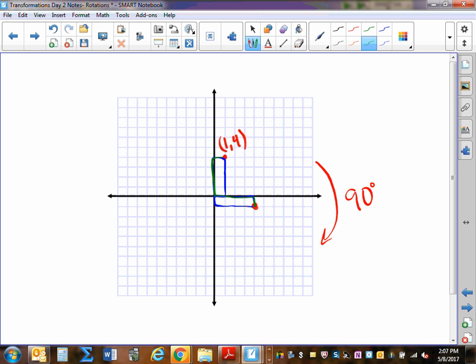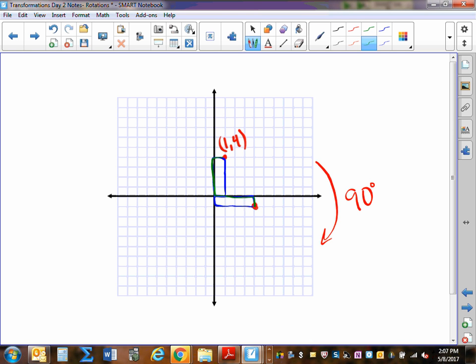Isn't there also a way where every time you add a 90 degrees or something, you just flip the 1 and the 4 and then make one of them negative? We're going to take a look at that rule. So let's take a look.